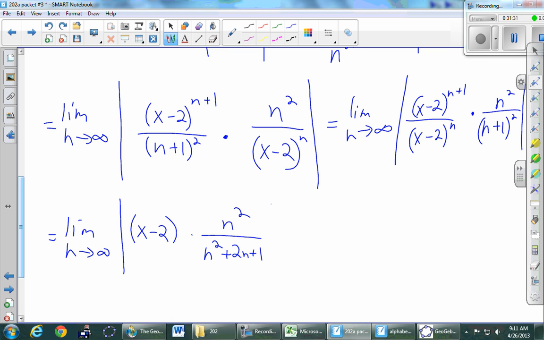You don't technically need to write it out, but I just want to really be clear on this limit that we're about to do. With respect to this limit, what's the variable? It's n, which means that that x minus 2 is what kind of a thing? It's constant. And constant multiples inside of limits can come right out in the front. And so that x minus 2 goes right in the front.